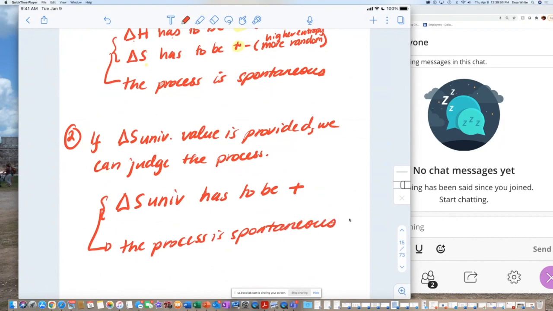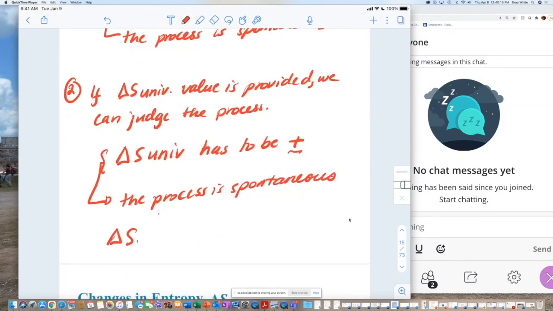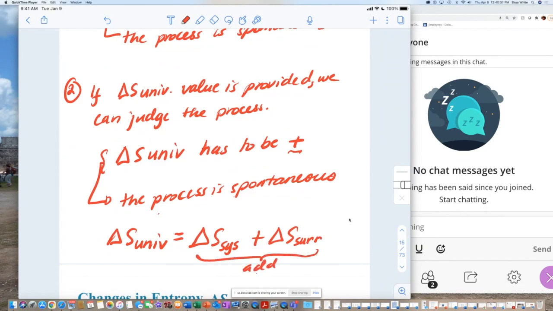This is how they're explaining the second law of thermodynamics: if you're given delta S of the universe and the sign is positive, then by itself you can judge that the process is spontaneous. But how do you calculate it if it's not given directly? If you have delta S of the system and delta S of the surroundings, you add these two and get delta S of the universe. Then you just check: is it positive or not? All we want is the sign, not the magnitude.